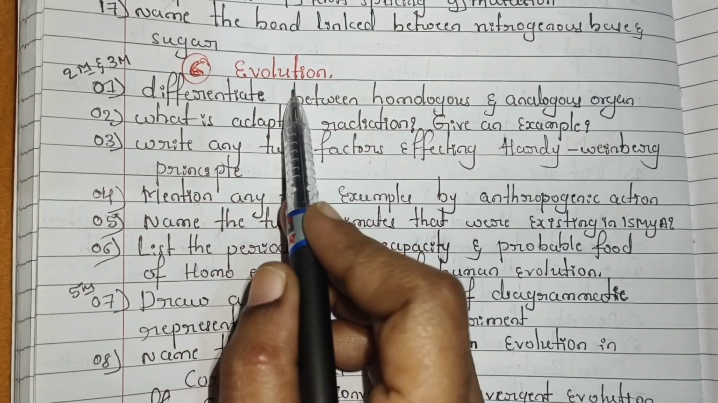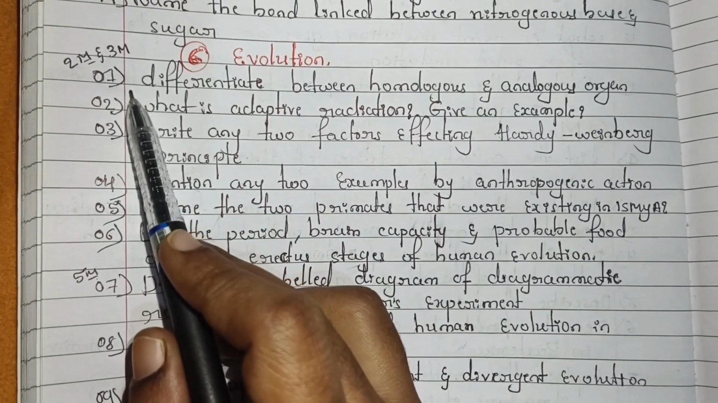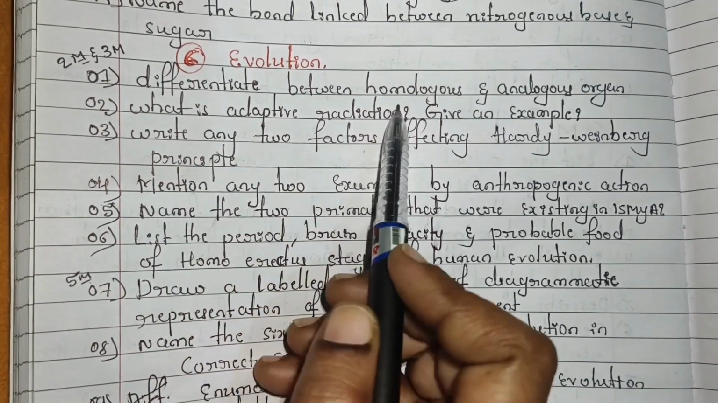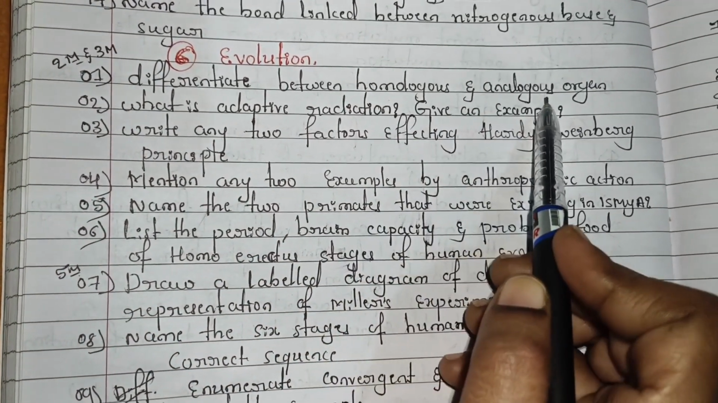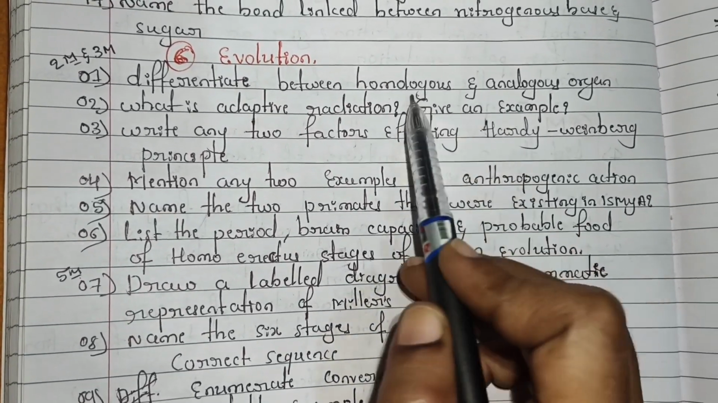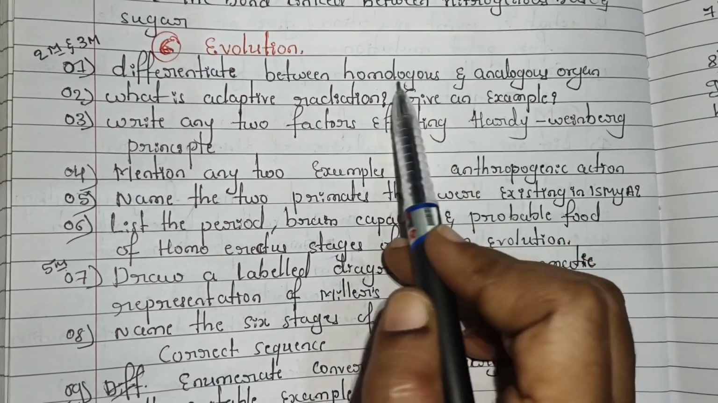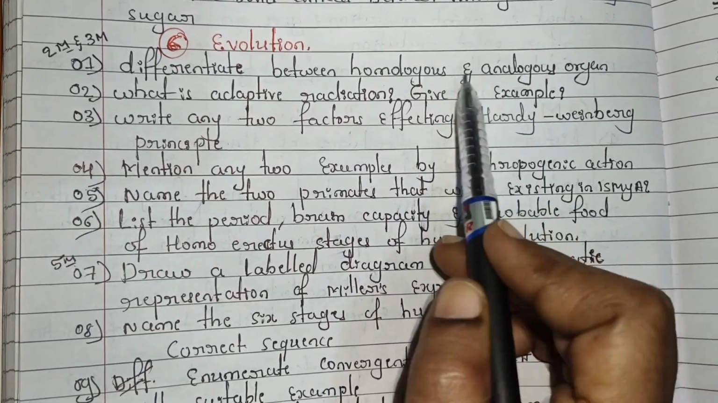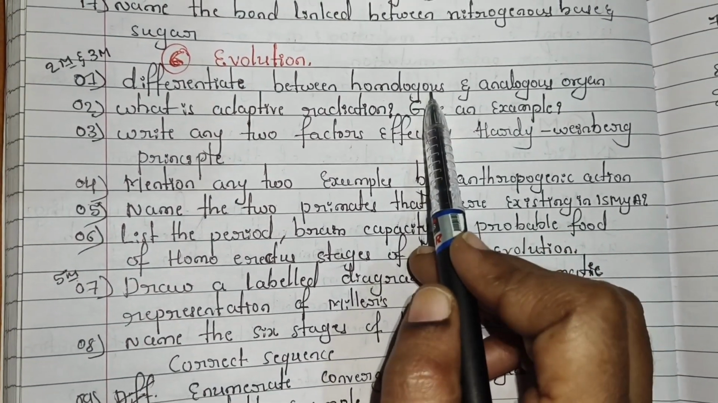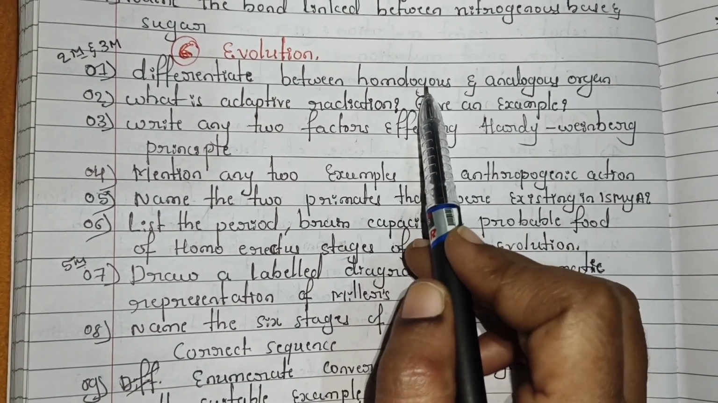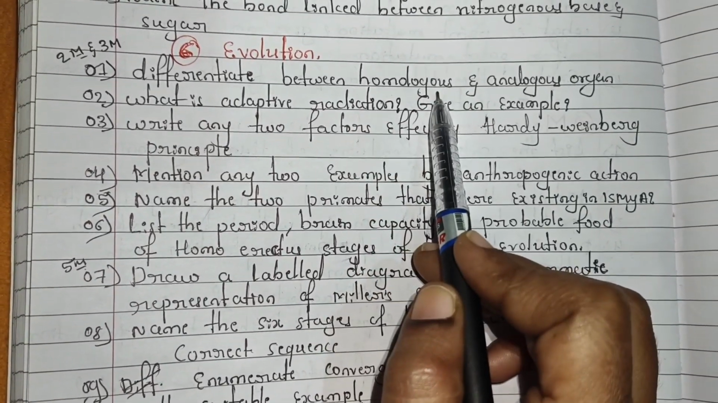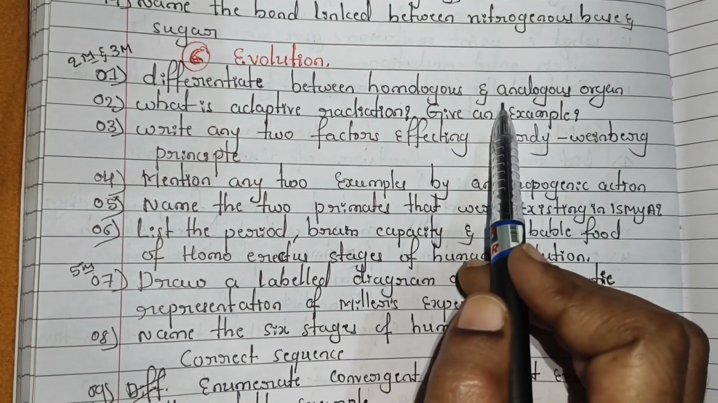Next chapter, the 6th chapter, evolution. From this chapter, the first question that arises is to differentiate between homologous and analogous organs. You have to differentiate homologous and analogous, and you have to mention examples also for both. It is most important, because many times this question arises. Sometimes it is asked RIC individual for 3 marks, sometimes RIC combined.